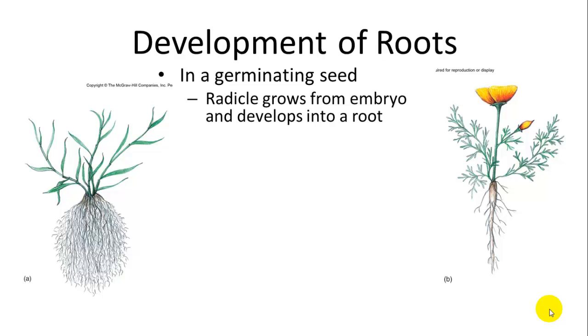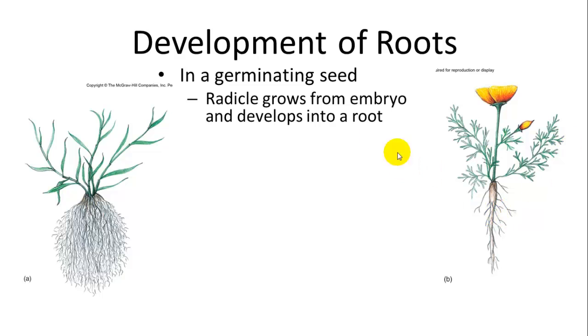There are different types of roots, but the development of roots in a germinating seed comes from the radicle. And the radicle is the first part that grows out of the embryo, and then it develops into a root. And generally, that radicle will develop into the taproot, which is a big, thick part, and that would be on this side.